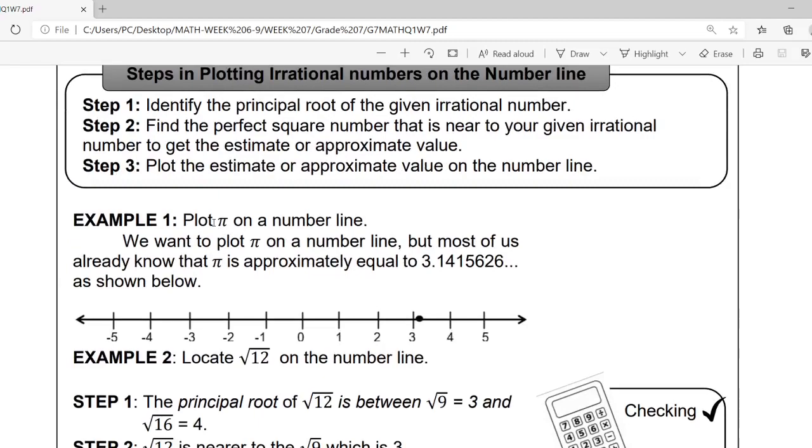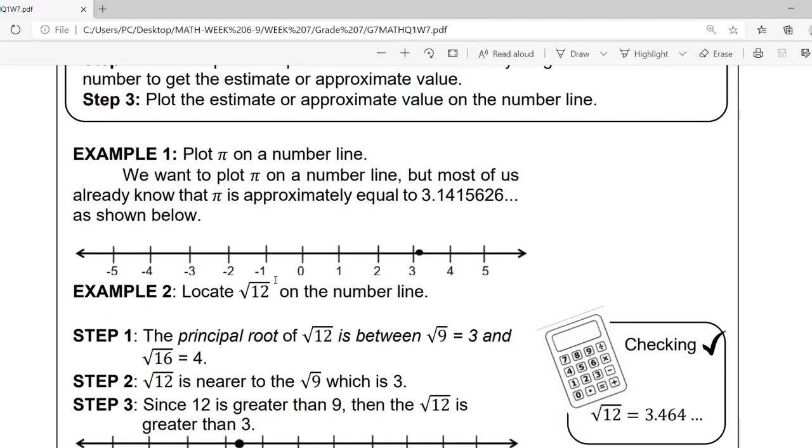So, for example, plot pi on a number line. We want to plot pi on a number line, but most of us already know that pi is approximately equal to 3.14159 and so on. And we usually round that off, and we usually use 3.1416. But the value of pi really is 3.14159265 and so on. So that is continuous.